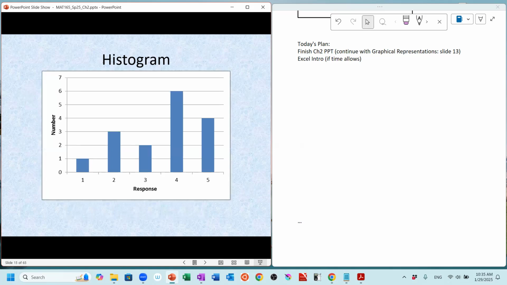And this is just showing a different example of a histogram. We could have a histogram with the bars not touching each other. I think they might call this a column chart, but again, we'll just use those words interchangeably.